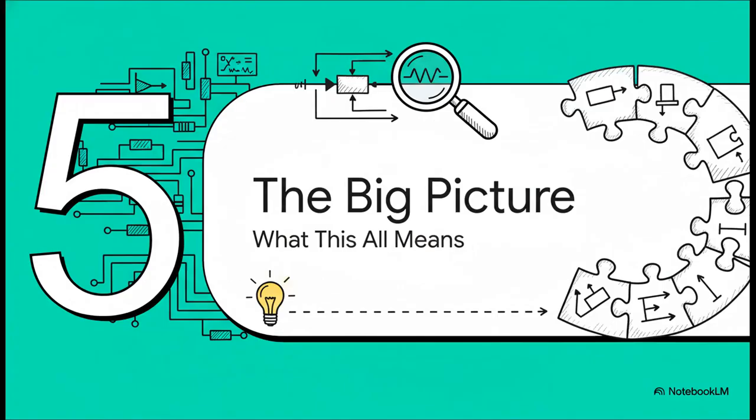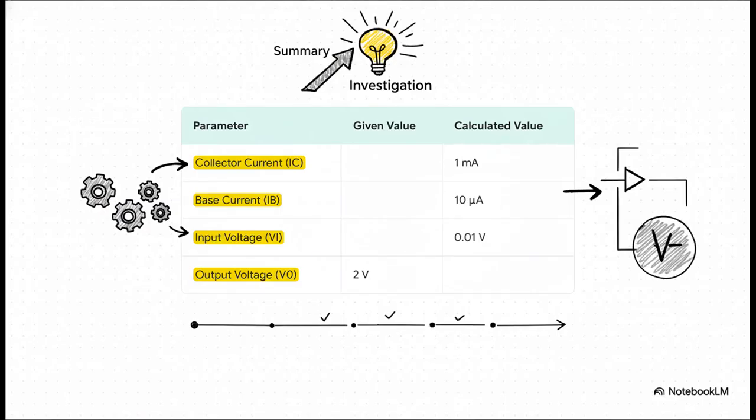Okay, so we've crunched all the numbers. We've got our answers. But what does it all really mean? Let's step back for a second and look at the big picture, because these numbers tell a really cool story. So here's a quick summary of our whole investigation. It's pretty neat, right? We started with just a few pieces of information, the output voltage and our component values, and from that, we were able to systematically figure out everything else that's going on in the circuit.